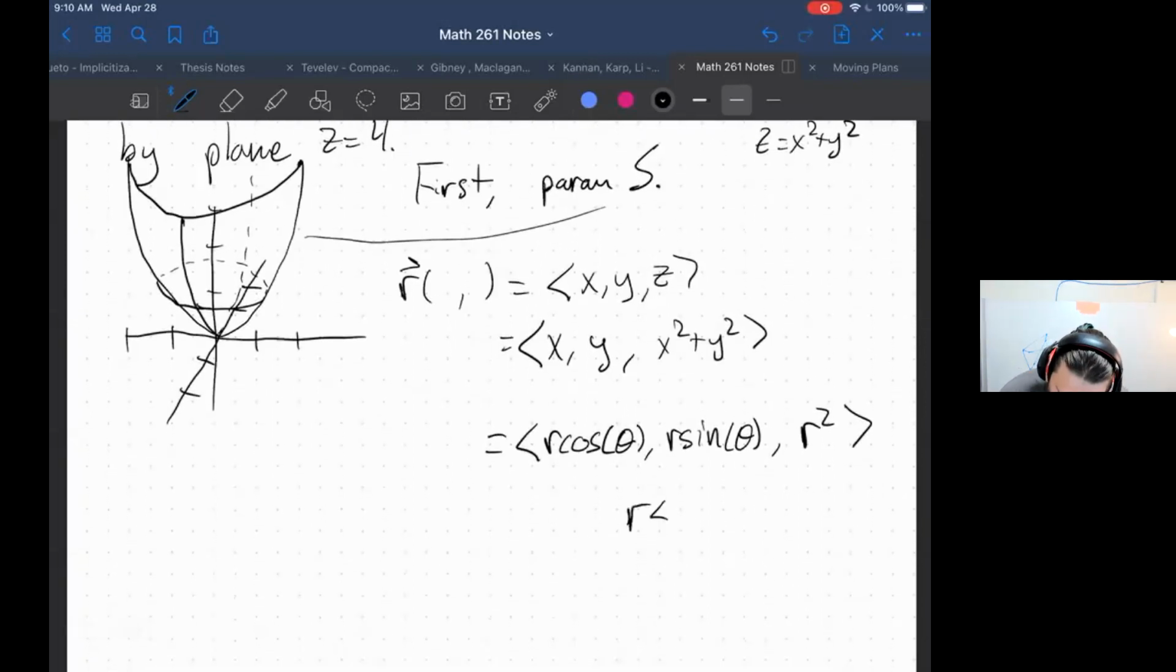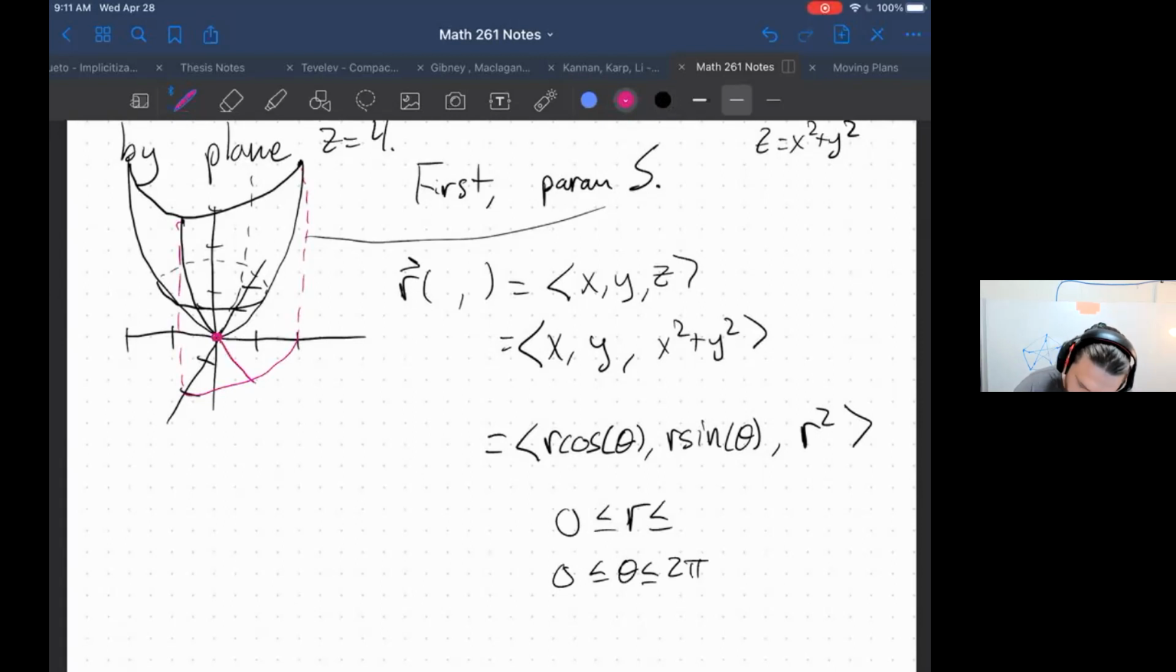Right, so the last thing for the parameterization is that we need bounds for r and theta. Theta isn't too bad, 0 to 2 pi. For r, we want to go from 0 because that's the middle sort of point here. In the outside point, well, again, if we were to kind of cast a shadow down, we would see a circle of radius 2. So that's one way to get this upper bound for r.